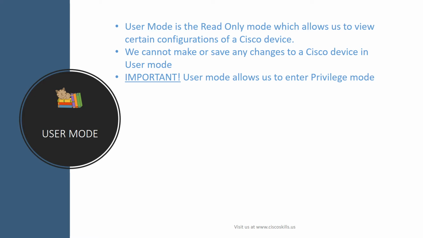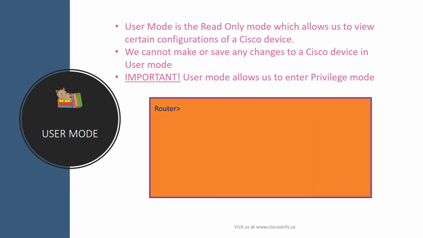The very first mode that we can gain access to in the IOS of a Cisco device is the user mode. User mode is the read-only mode which allows us to view certain configurations of a Cisco device. We cannot make or save any change to a Cisco device in user mode. From user mode, we can gain access to the privilege mode.